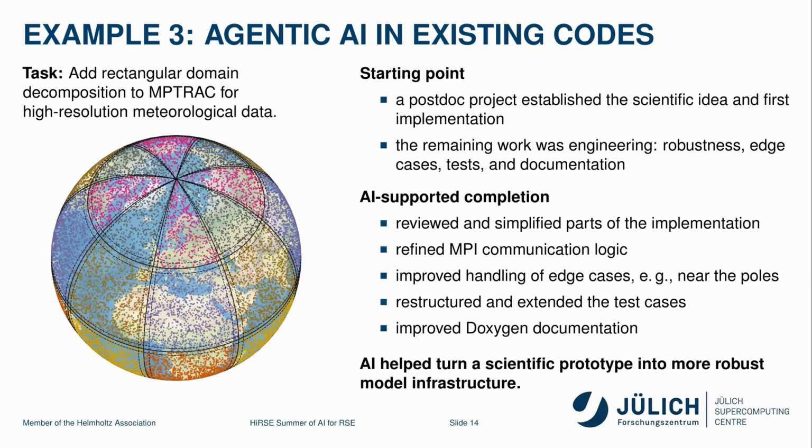So there was AI-supported completion. We used AI to review and simplify parts of the implementation. We also used AI to refine the MPI communication logic. We improved the handling of edge cases, for example, when we have air parcels or trajectories moving over the poles. And we restructured and extended the test cases, and we also used AI to improve the Doxygen documentation. So AI helps turn a scientific prototype into more robust model infrastructure.